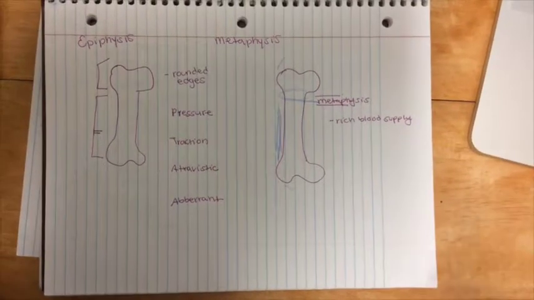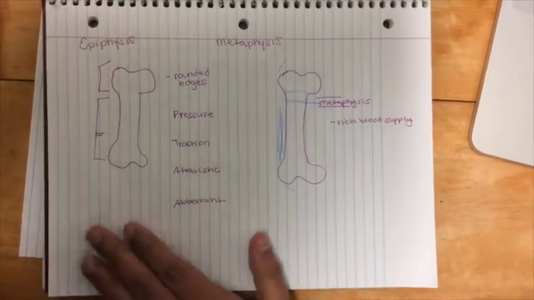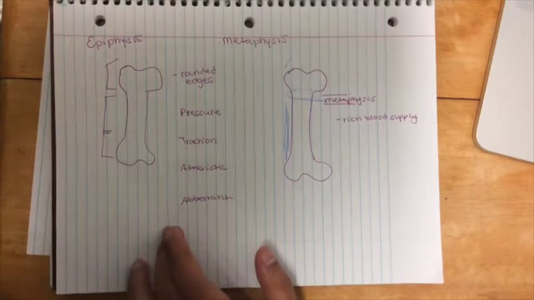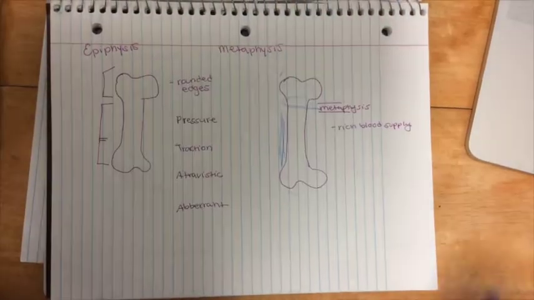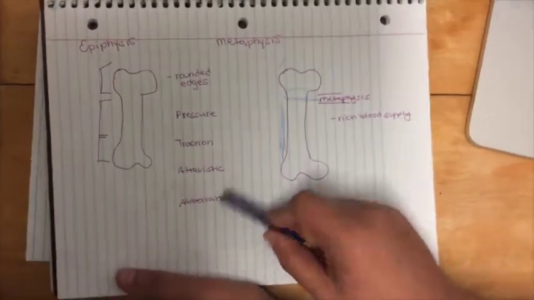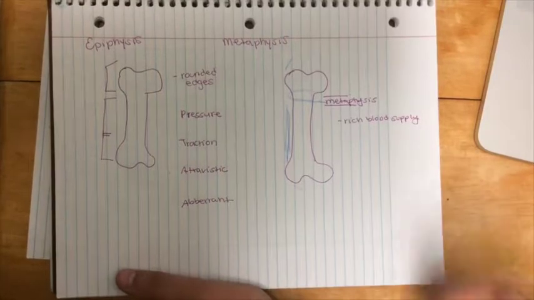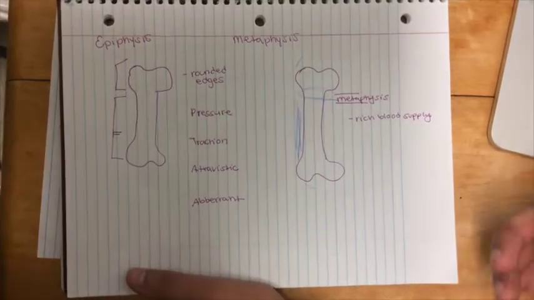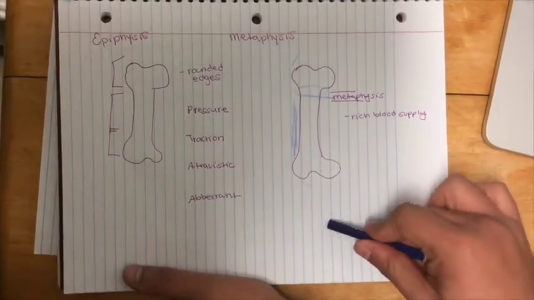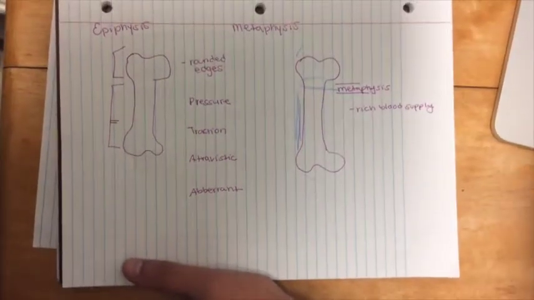So there are four types of epiphyses: pressure, traction, atavistic, and aberrant. Atavistic is going to just be portions that are fused within humans but are separate within four-legged animals or different mammals. An example of this would be the coracoid process of the scapula. Aberrant are just deviations of what is normal but are not always present.